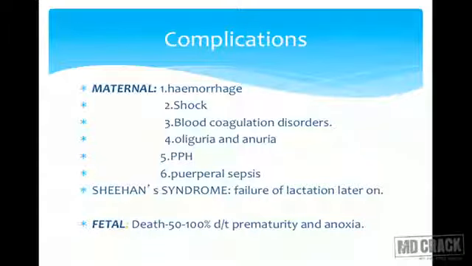Complications, again maternal and fetal. Maternal complications: hemorrhage, shock, blood coagulation problems. Certain things in abruption: PIH, and then in management, ruling out blood coagulopathy. You have to always remember DIC and coagulopathies in case of abruption. So many times the patient lands up in coagulation disorder, renal oliguria or anuria because of blood loss.